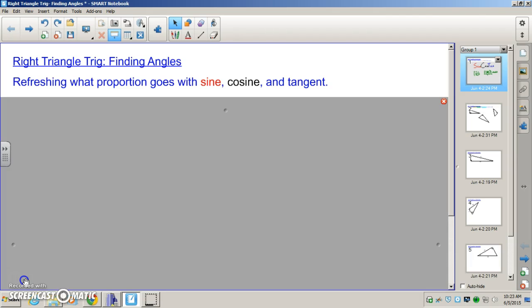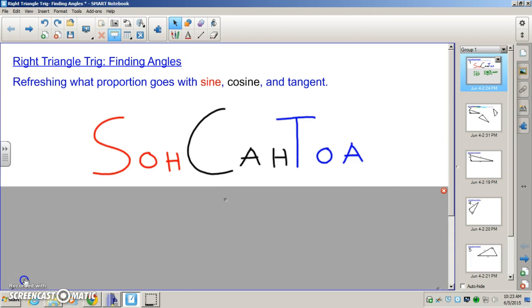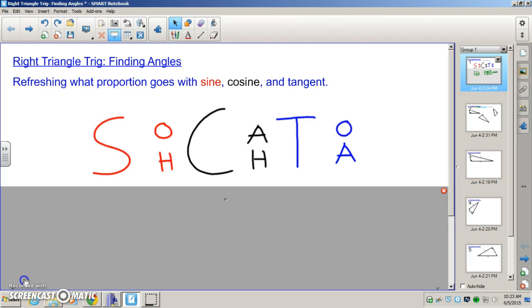A lot of teachers use SOHCAHTOA as an organizer to remind you when to use sine, when to use cosine, and when to use tangent. I color-coded it and added big letters for the S, the C, and the T. In my class, I don't think of it as SOHCAHTOA, but I organize it a little differently, kind of stacked, and I think of it like that.